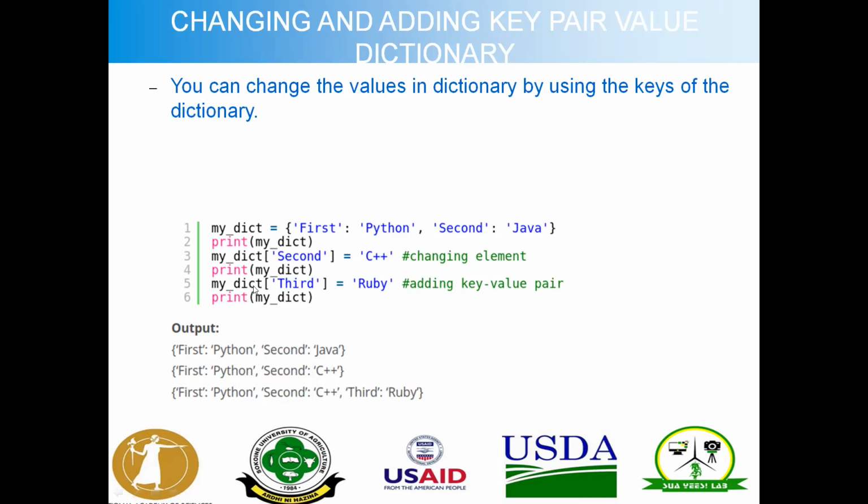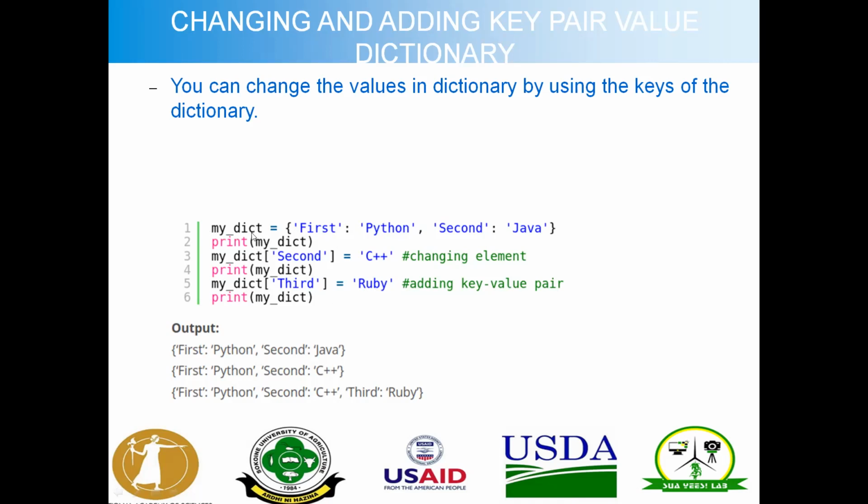But also you can add a new key value pair by specifying a new key. For example, in this dictionary we don't have the key third. So we can specify a new key with a new value. Automatically we are going to add a new key value pair because the key specified here is not there in the original dictionary.